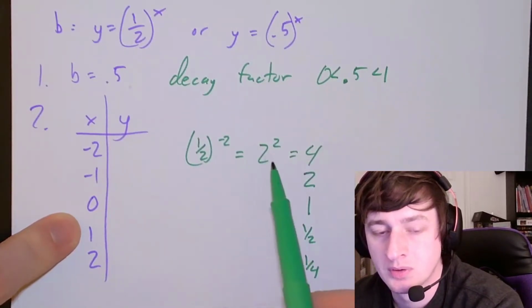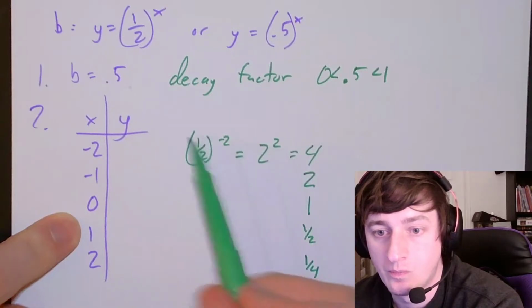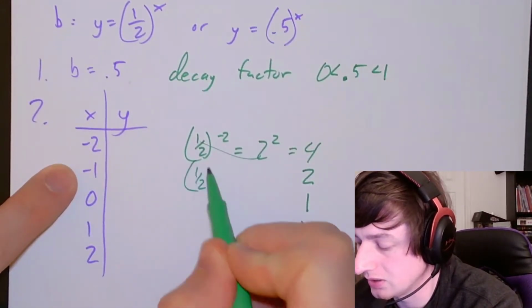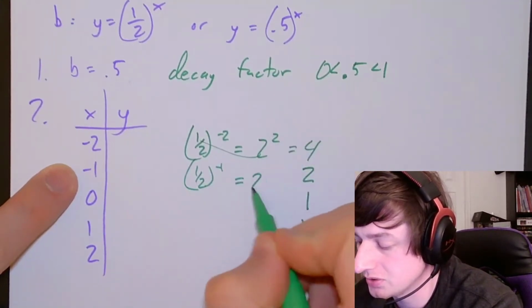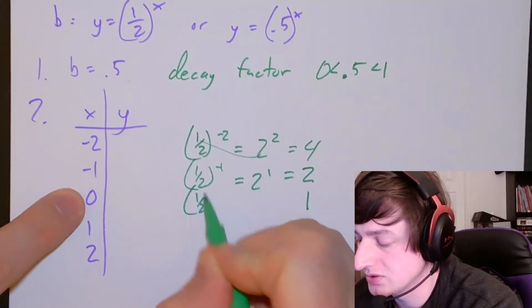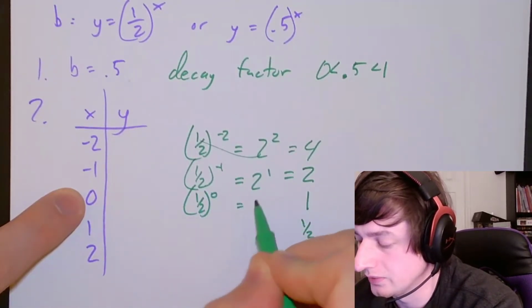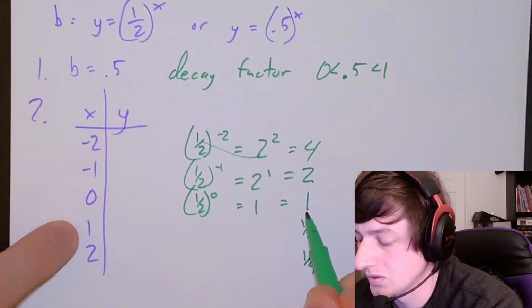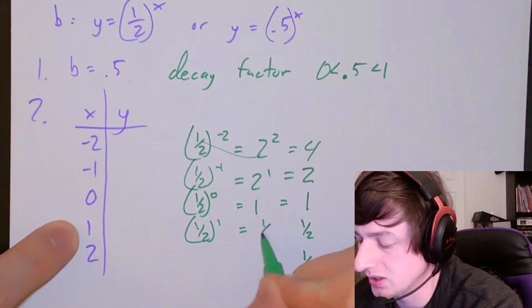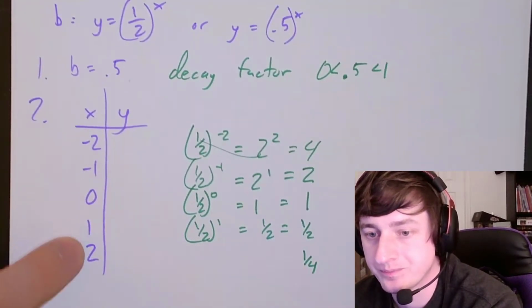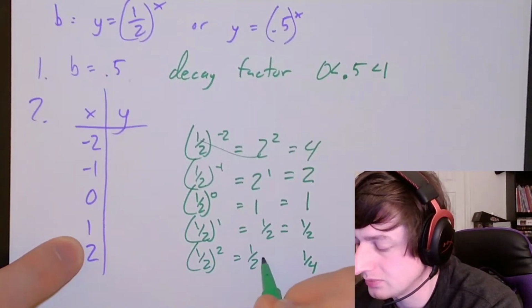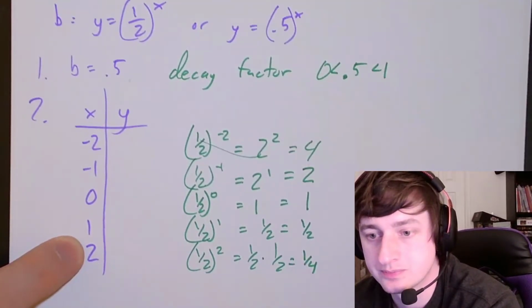Okay? Now, what actually is this algebraically? Well, it's 1 half to the negative 1. We flip that fraction, and that's 2. Anything to the 0 is 1. Anything to 1 is itself, which is still a half. 1 half squared is a half times a half, which is a quarter.